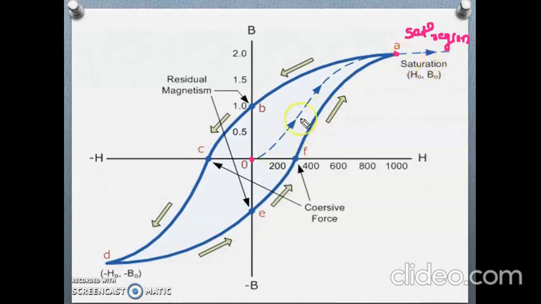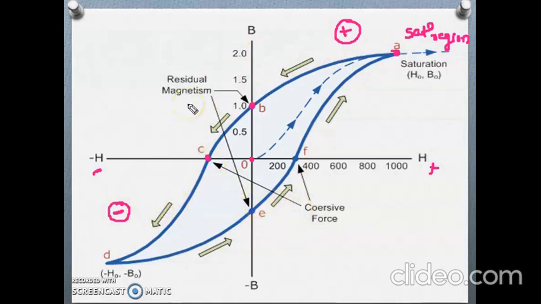This is the BH curve or magnetization curve, which is shown by the dotted line. This is the positive direction. This is the plot for the positive direction, and this is for the negative direction of current. The upper half shows the positive direction of current and the lower half shows the negative direction of current.